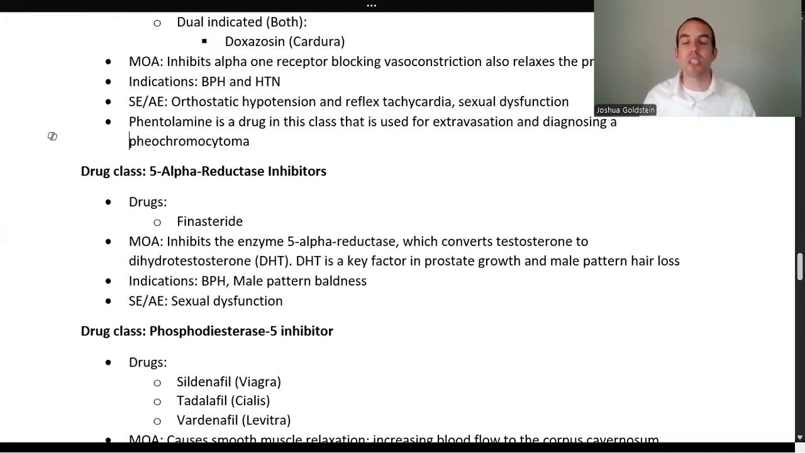So if you're giving this to a patient, please educate them that if they do develop erectile dysfunction, to please alert the provider so that they can be given a medication for that. We don't want to just ignore that. That's a big quality of life issue.